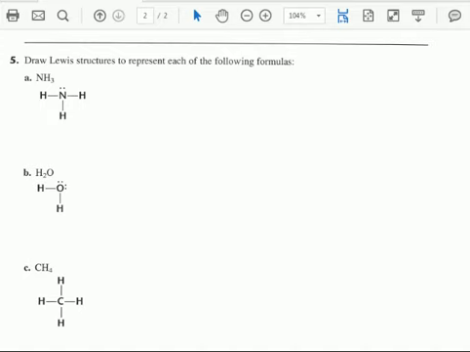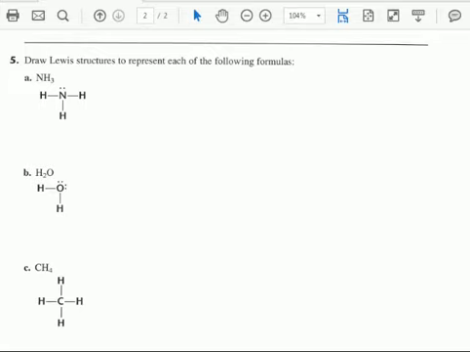All right, let's finish up with number 5. You're going to draw Lewis structures to represent each of the following formulas. Let's start with ammonia, NH3. First we're going to represent nitrogen as having 5 valence electrons because it's in main group 5. That's how we know that.